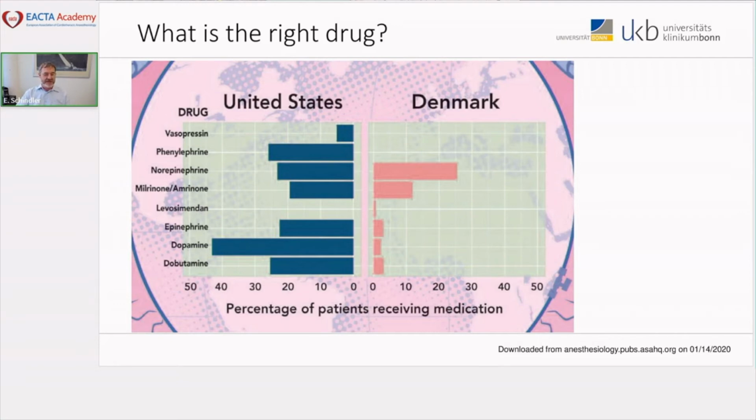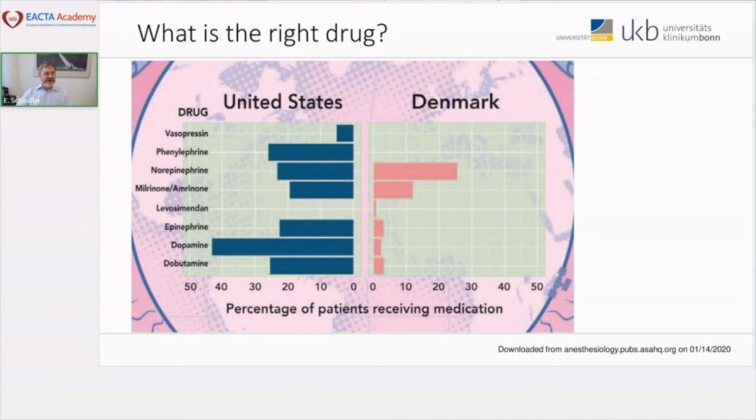If you ask what is your favorite drug or what is the right drug to increase the peripheral vascular resistance, the people in the US were using a variety of different drugs like norepinephrine, vasopressin, dopamine, or dobutamine. Whereas in the European perspective, and I would say Denmark could be representative for Europe, norepinephrine was the most used vasopressor. Vasopressin does not have any impact in clinical routine in Europe.